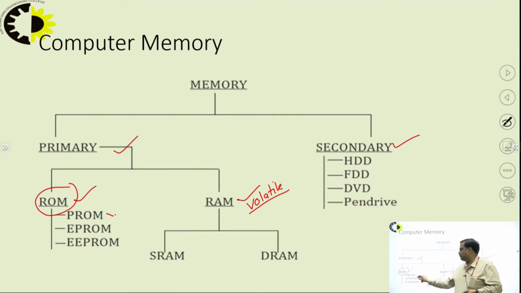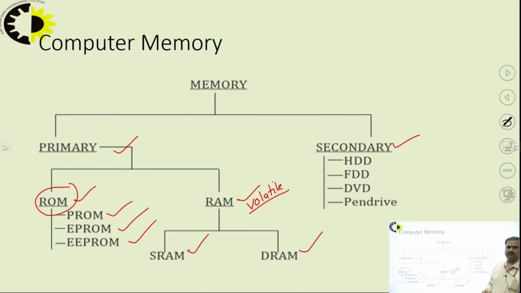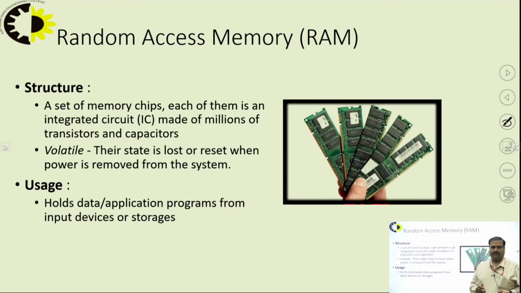Different kinds of ROM are programmable ROM, erasable programmable ROM, and electrically erasable programmable ROM, and RAM types are static RAM and dynamic RAM. So we will discuss them in detail.